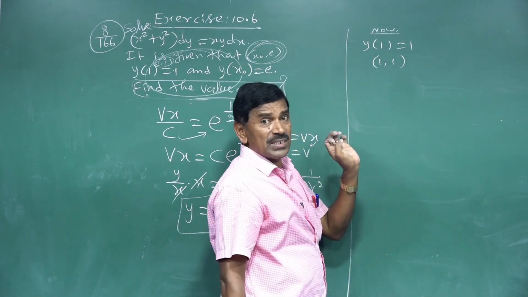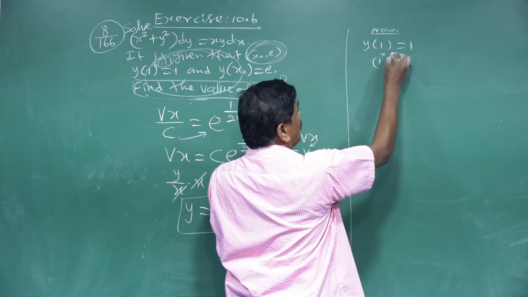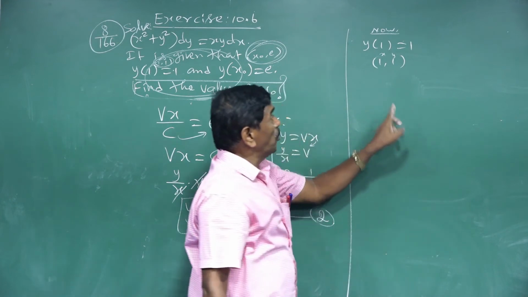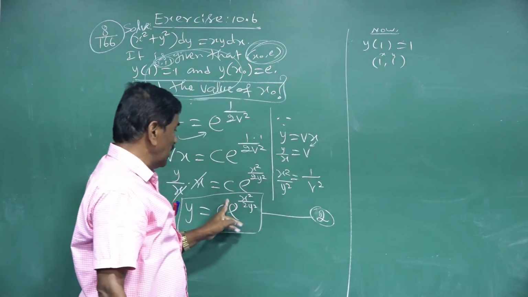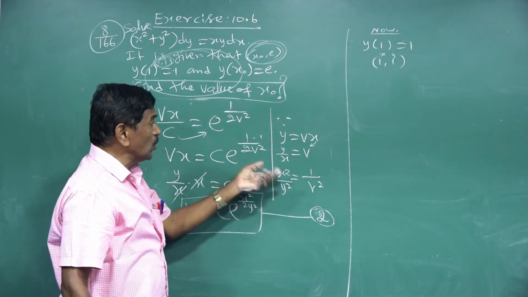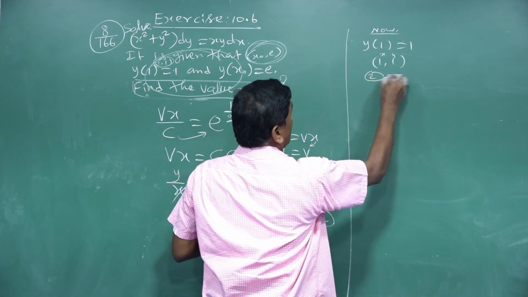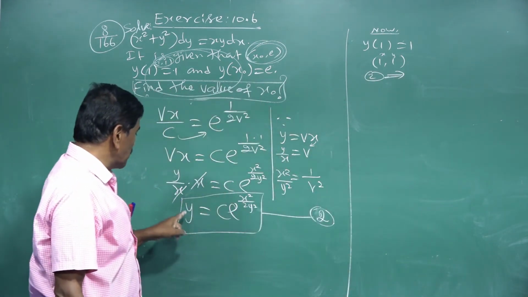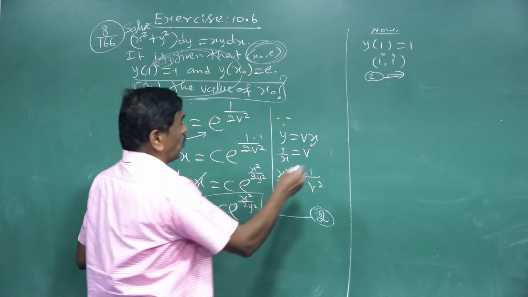1 comma 1 means the x coordinate is equal to 1 and the y coordinate is equal to 1. So put x equal to 1, y equal to 1 in this final answer. That is equation 2. It is a direct question: 2 becomes y. What is y? Yes, 1. y equal to 1.